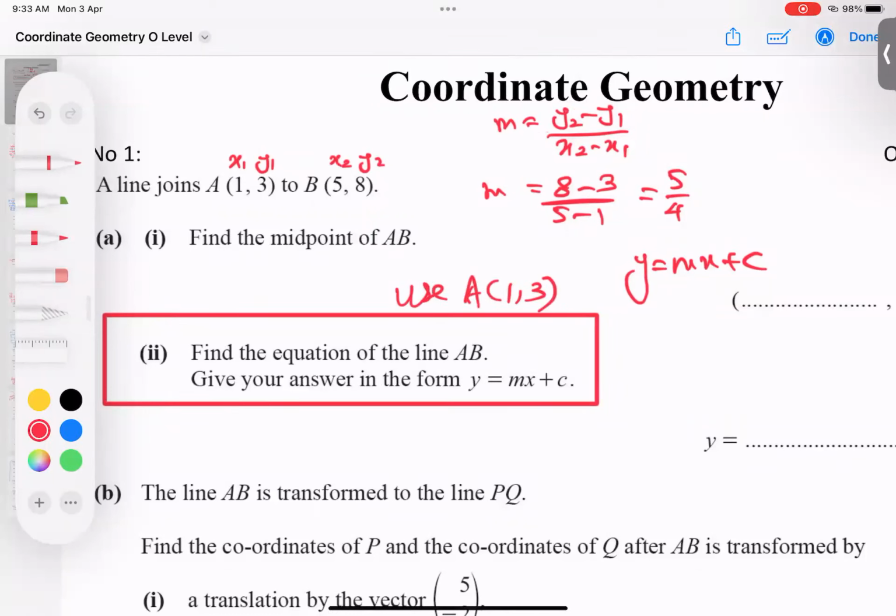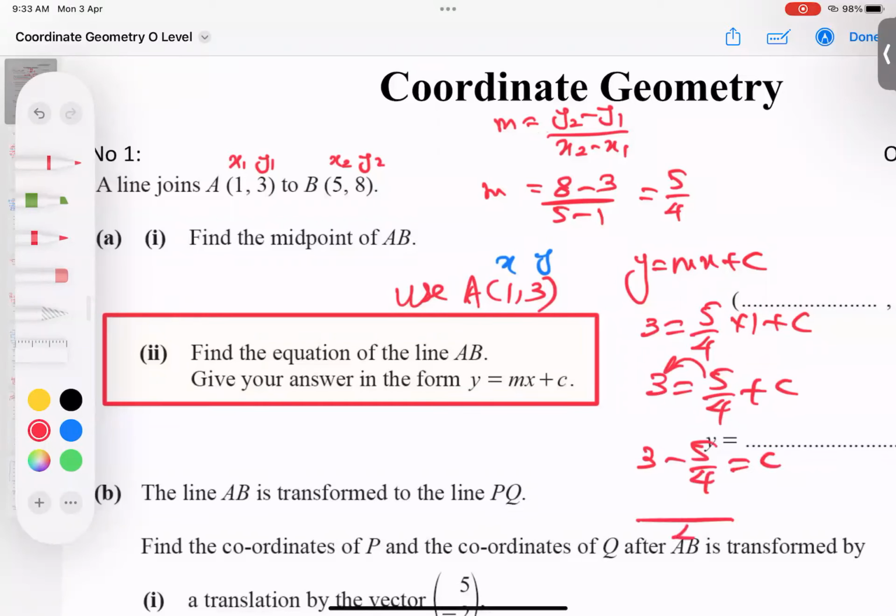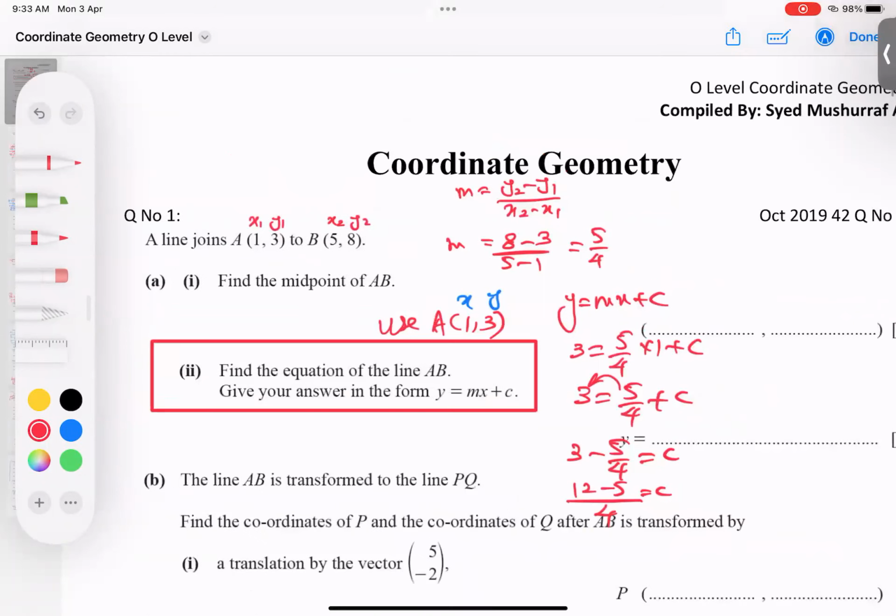So 3 will go where? For your knowledge, this X and this Y. 3 will go in the place of Y. I'm writing it now here. y is equal to, and the M value is 5/4, and the X value is 1. And 3 is equal to 5/4 plus C. It will go there. So 3 minus 5/4. LCM is 4. 4 threes are 12. 12 minus 5. And C becomes finally what answer? C becomes 7/4. C equals 7/4.